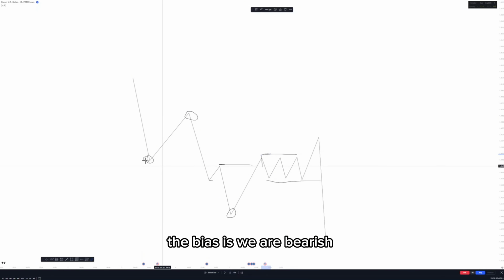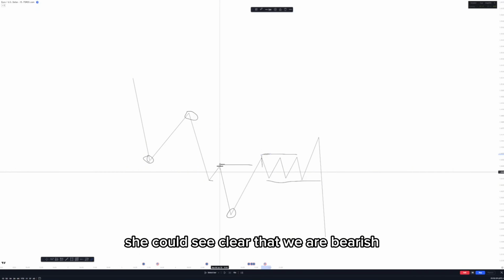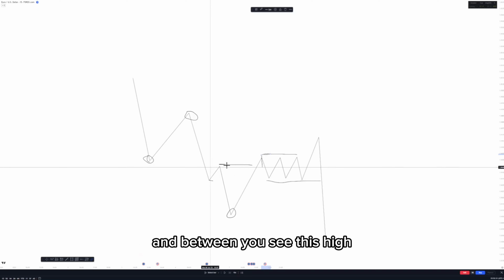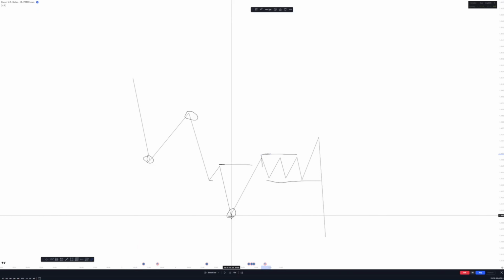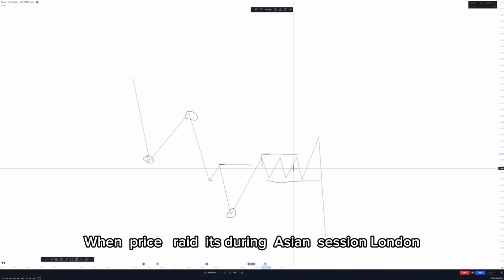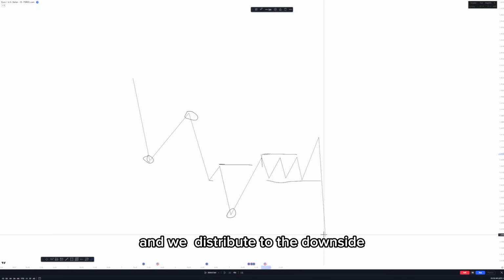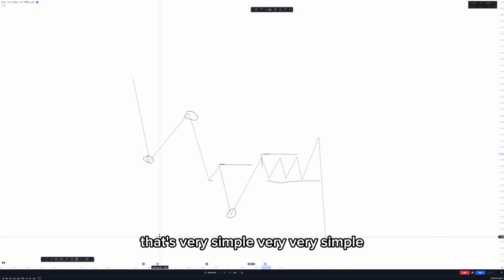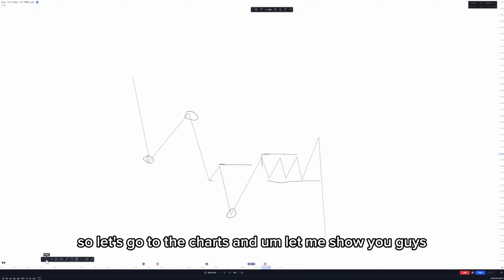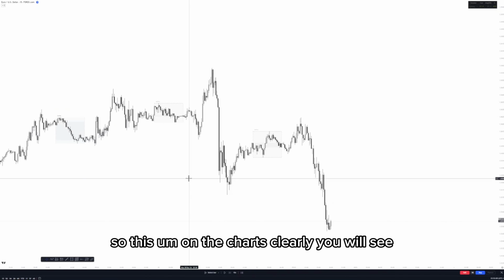The bias is we are bearish. You can see clearly that we are bearish, and you see this high is an area of liquidity. When price raided it during the Asian session, London completed the manipulation and you distribute to the downside. That's a very, very simple thing. So let's go to the charts, and let me show you guys. On the charts, clearly you will see.